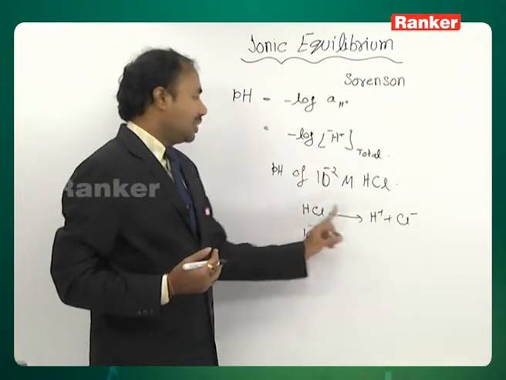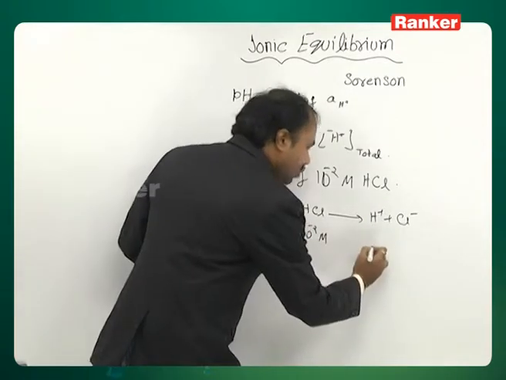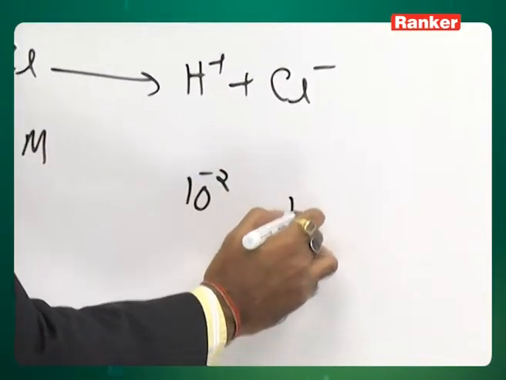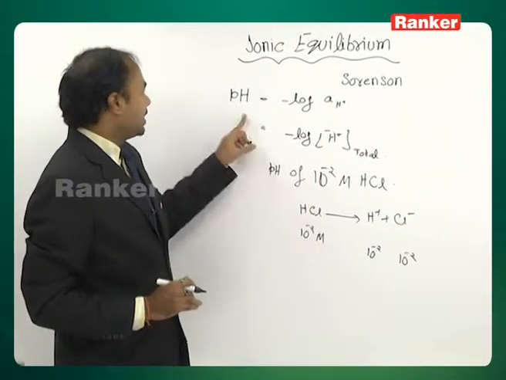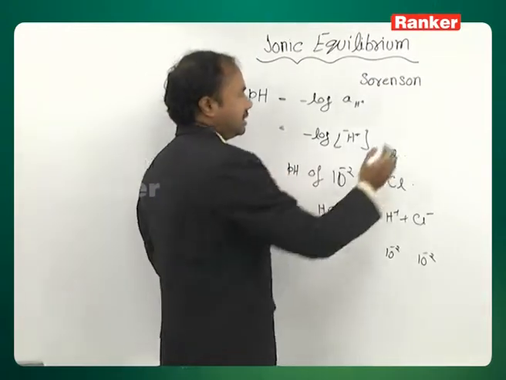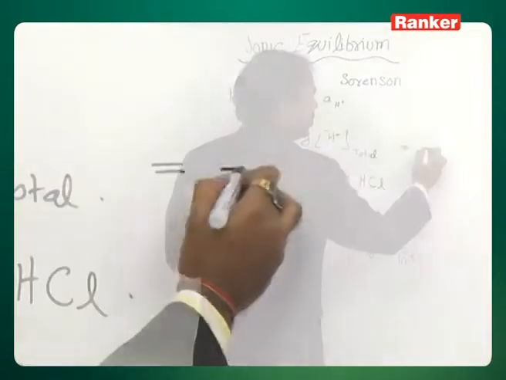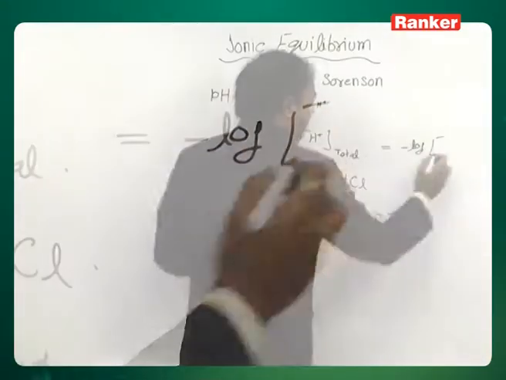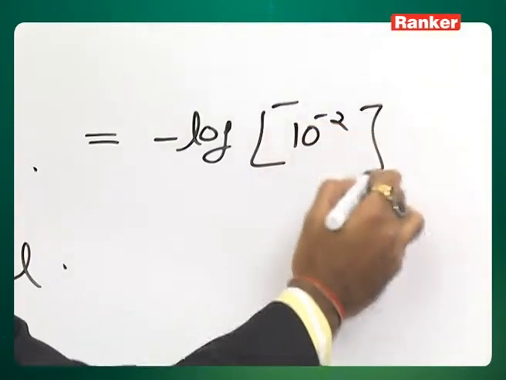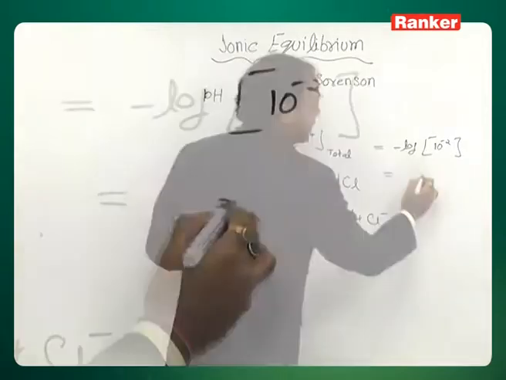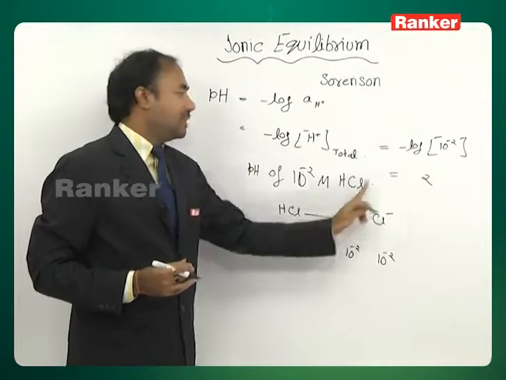1 mole of HCl gives you 1 mole of H+, 1 mole of Cl-. So, 10^-2 will give you 10^-2 molar H+ ion and 10^-2 molar Cl- ion, right. Now, as per the given formula of pH, we substitute it here, and this becomes pH equal to minus log of H+ ion concentration, which in this particular case will be 10^-2. So, we get pH as 2. So, pH of a 10^-2 molar HCl solution will be 2 here.